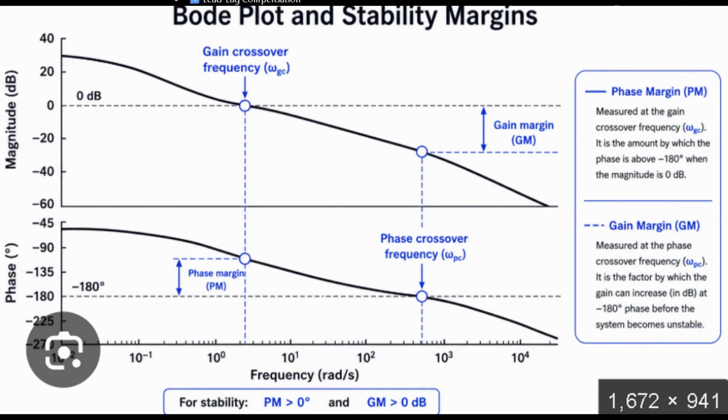So the definitions: the phase margin, measured at the gain crossover frequency, is the amount by which the phase is above minus 180 degrees when the magnitude is 0 dB.